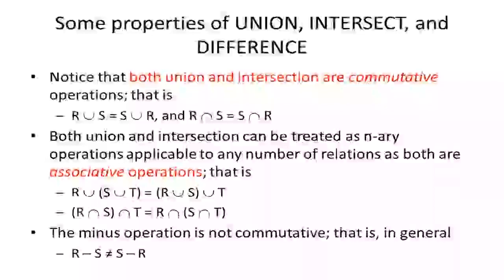Next we shall discuss some of the properties of union, intersection, and difference. We have already discussed some properties of union and intersection. In this slide you can see both union and intersection are commutative operations. That means R union S equals S union R. Suppose you have relation R and relation S, and you perform the union operation, and then take S on the left side and R on the right side and do the union again; both results will be the same. That is the commutative property.